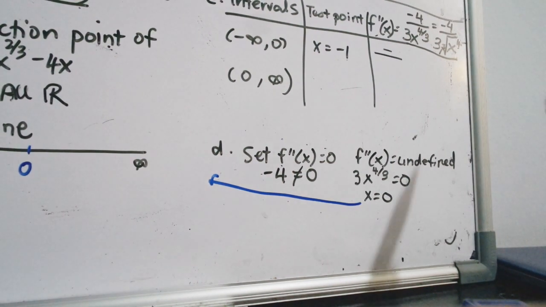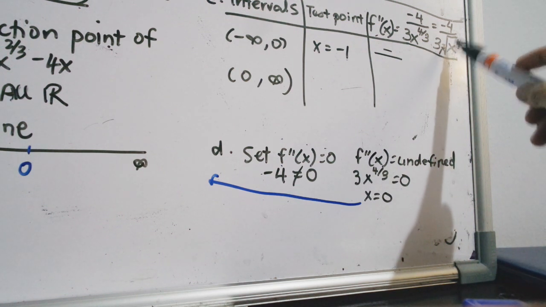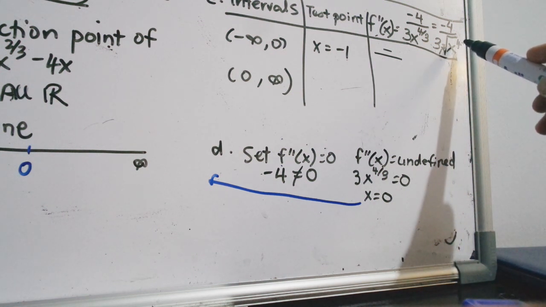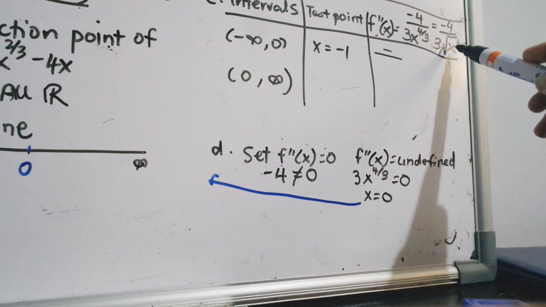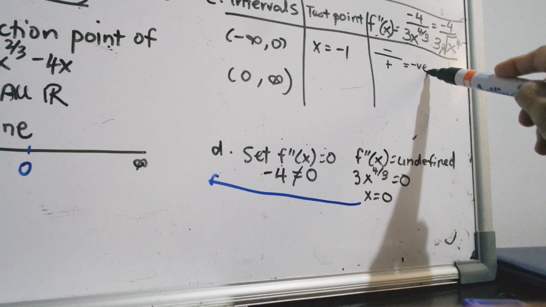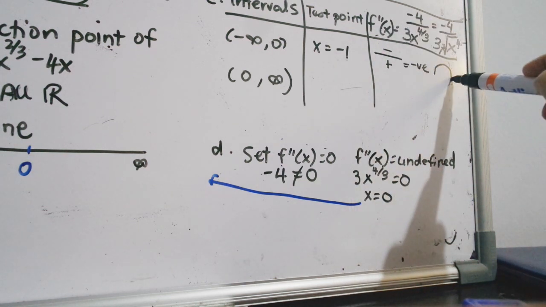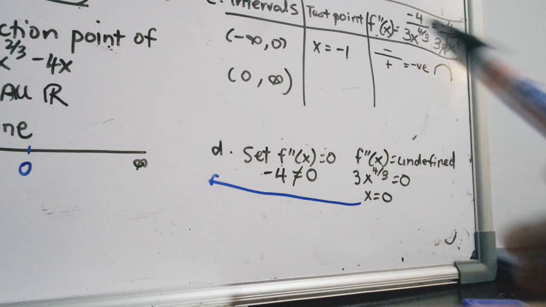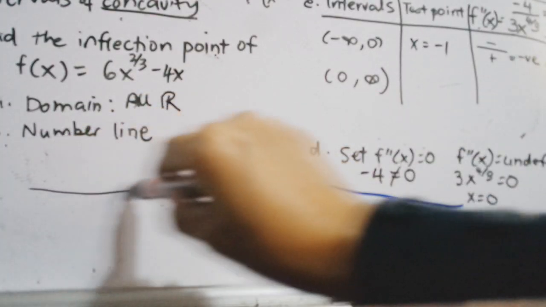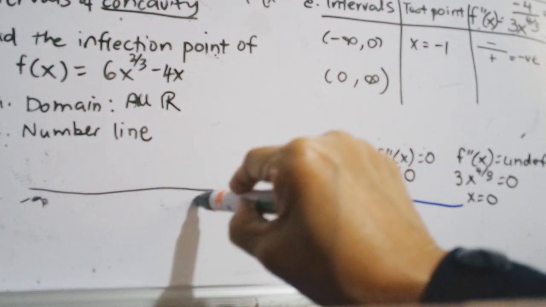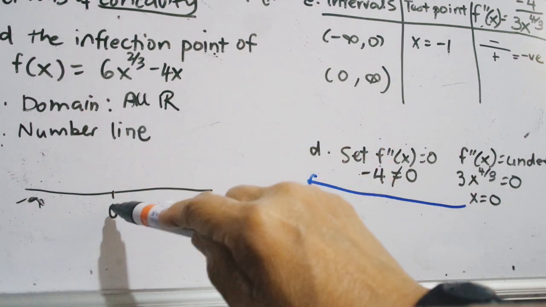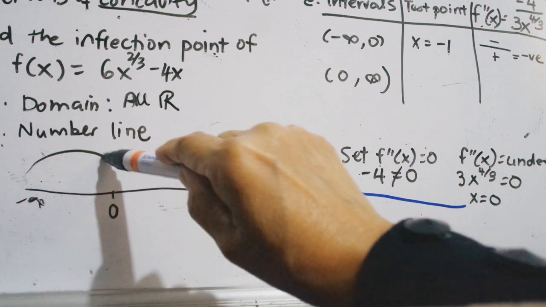Then we have minus 1 to the 4th, which is minus 1 times minus 1 times minus 1 times minus 1, so a positive value. Cube root of 1 is 1, times 3 is positive. So the whole thing is negative. Double prime negative means a frown. We draw this on the number line. The domain is all real numbers, so we draw a frown from here to here and stop there.